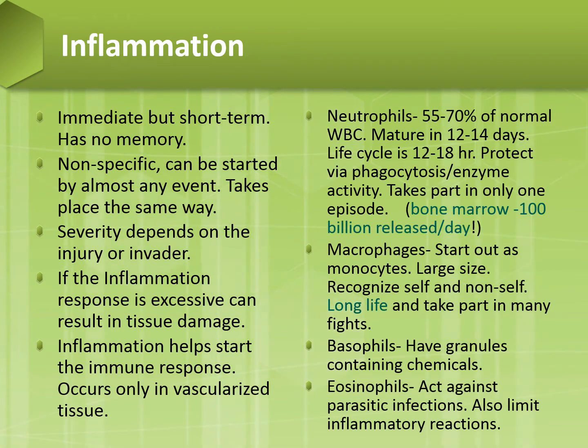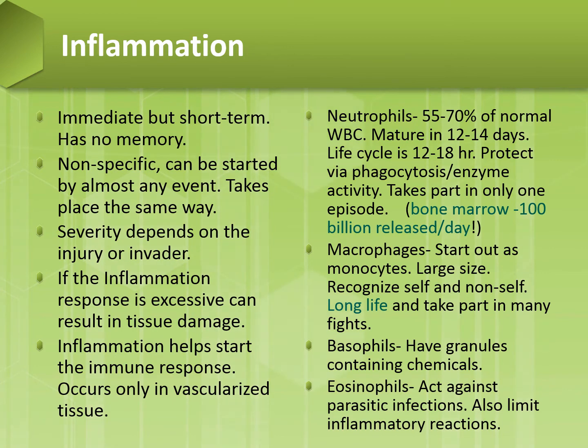Neutrophils are about 55 to 70% of the normal white blood cells. They mature in about 12 to 14 days. Their life cycle is 12 to 18 hours, and they're protected by phagocytosis and enzyme activity. They take part in only one episode.